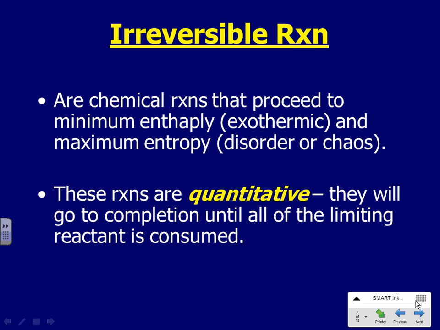An irreversible reaction is essentially a way of saying that it's spontaneous. It's going to happen. So an irreversible reaction proceeds to completion until all of the limiting reagent or reactant is consumed. We say that the reaction is quantitative. It goes to completion.